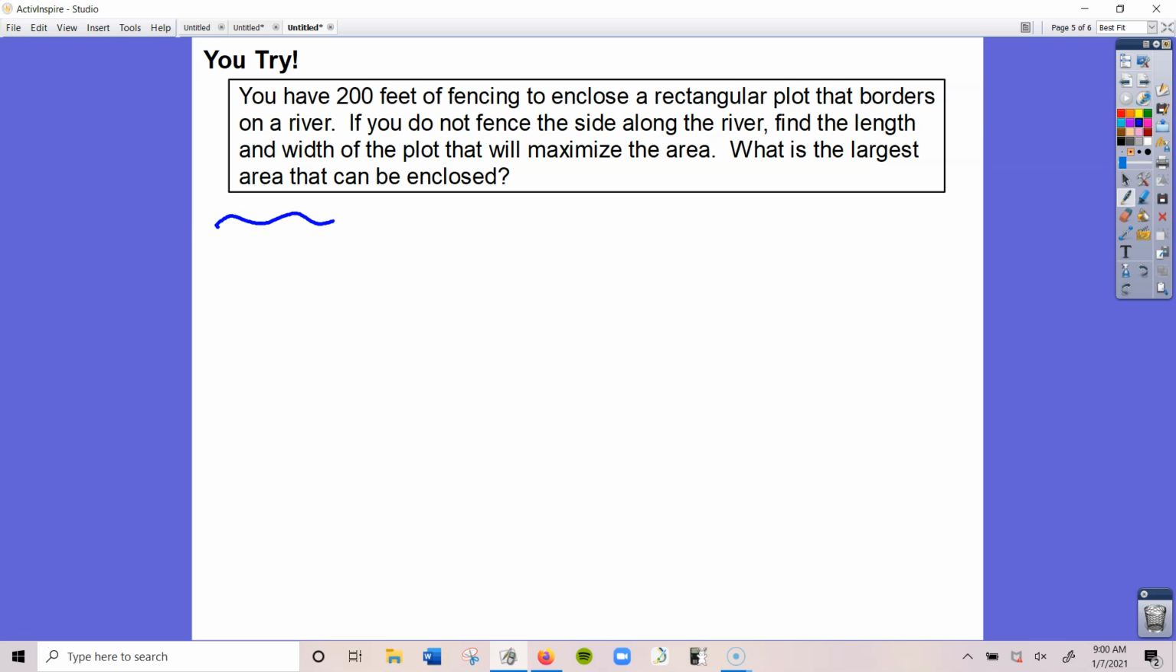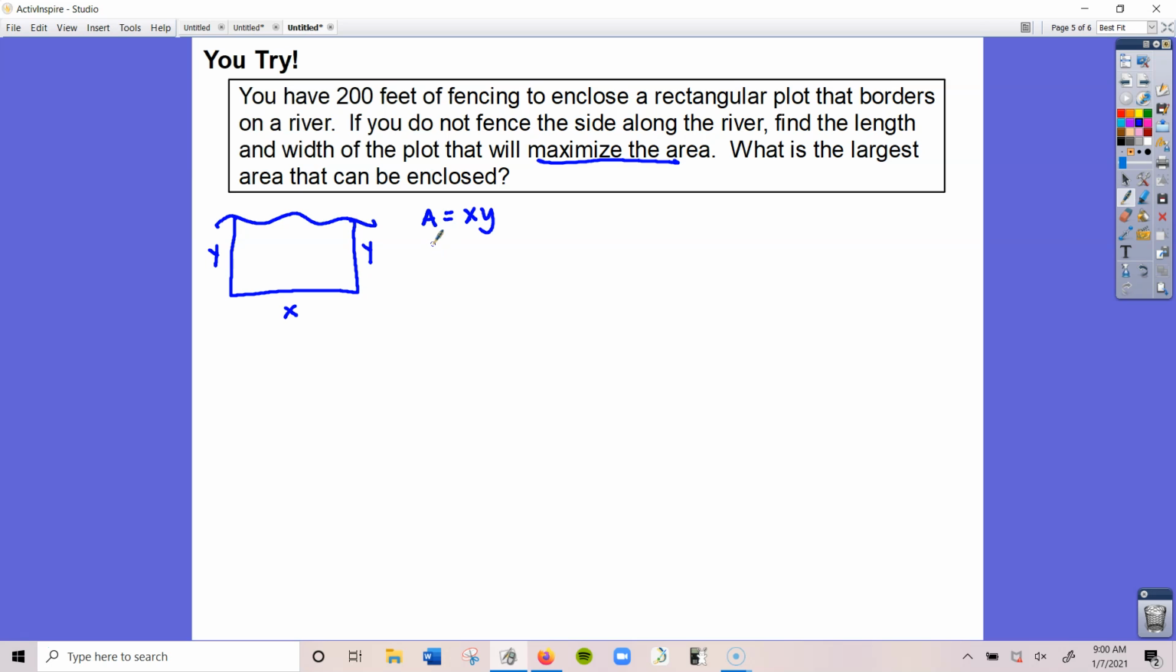We are told that we're going to put this rectangular plot along a river. So this is my river, and this is my rectangular plot. Now the fencing is only going to go along the sides here, but not along the side of the river. So I'm going to call this y, and this one x here. So now we are trying to maximize the area once again. The area of the rectangle, even if you don't enclose that side, is still the same. Area is base times height, or length times width, so xy.